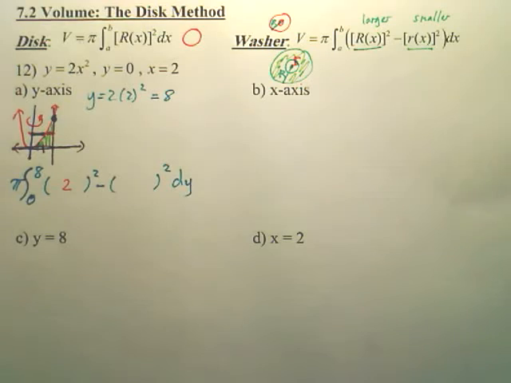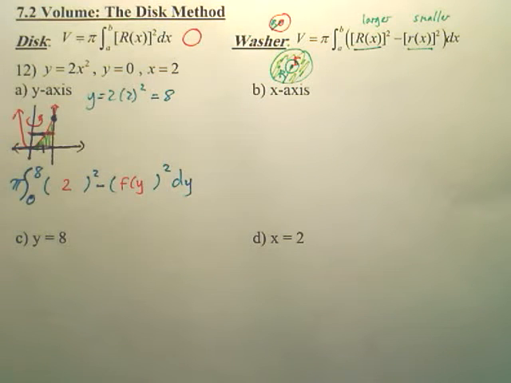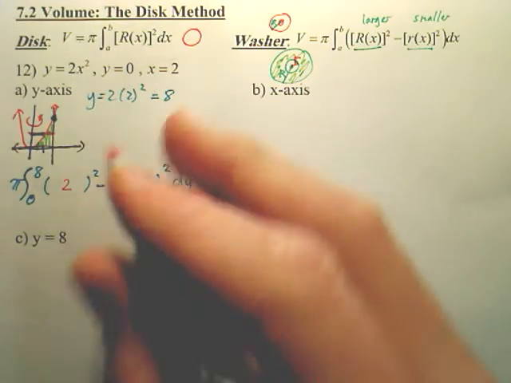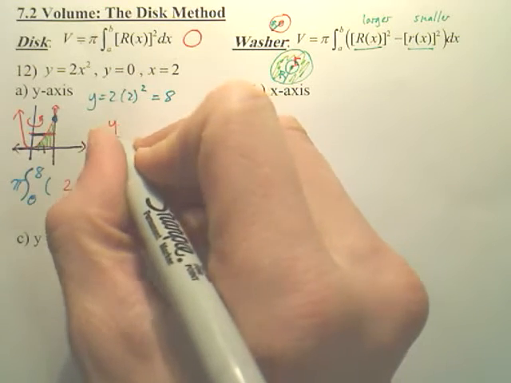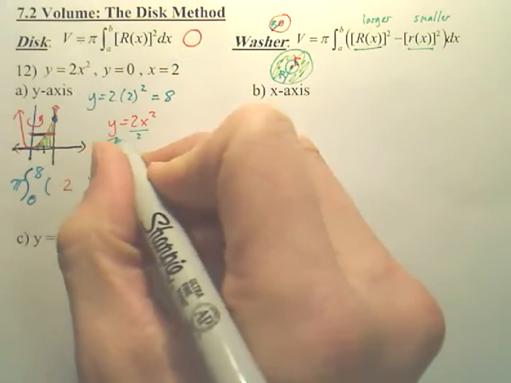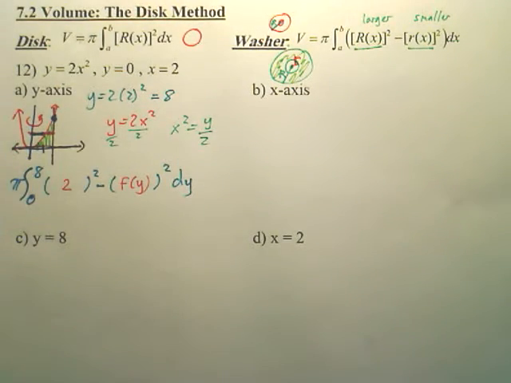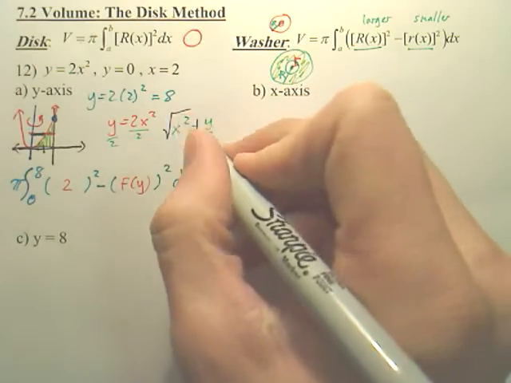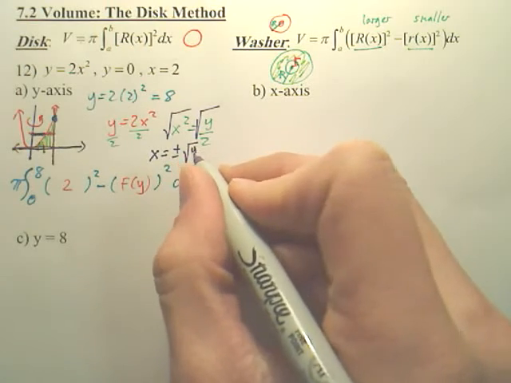Now, isn't the small one, the small piece, isn't this the small piece right here? Just that little piece right there? So isn't the small piece f of y? Is that f of y? No, don't you have to change it to be x equals? So let's go up here real quick and change this to be x equals. When I do that, you divide the 2 over, and you're going to get x squared equals y over 2. And then you're going to square root both sides.